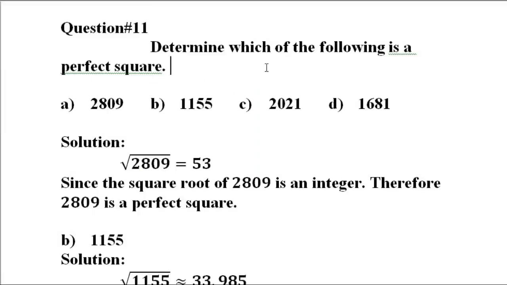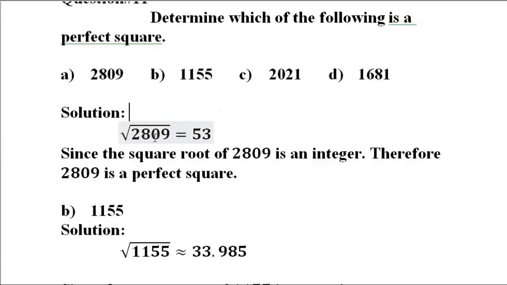The statement of question 11 is as follows. Determine which of the following is a perfect square. To determine whether the given numbers are perfect squares or not, let's find their square roots. If the square root of the number is an integer, the number will be a perfect square. If the square root of the number is not an integer, the number will not be a perfect square. The first part of this question is 2809. The square root of 2809 is equal to 53, which is an integer. Therefore, 2809 is a perfect square number.